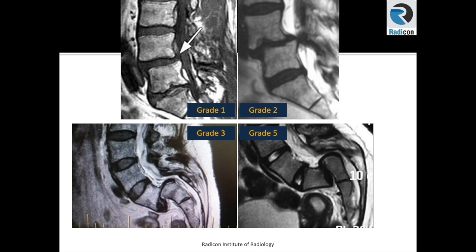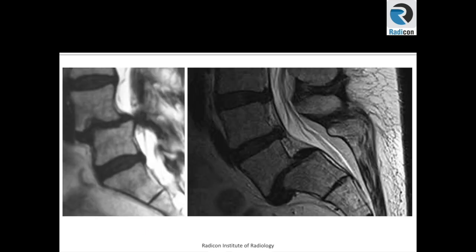Grade 1 is up to 25%, grade 2 is up to 50% of the surface, grade 3 is up to 75%, and grade 4 is slippage between 75 and 100%. When a vertebral body completely slips off the other, it is grade 5 as shown in the right lower corner. Spondylolisthesis or anterolisthesis is most commonly seen at L4-L5 and L5-S1. At L4-L5, it is more likely degenerative, while at L5-S1, it is more likely due to spondylolysis.